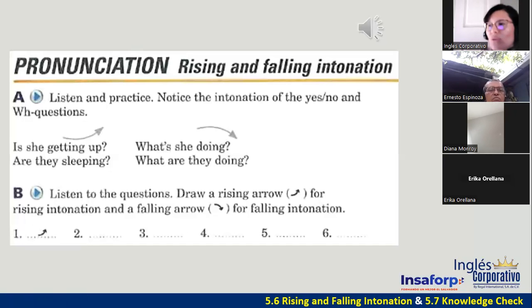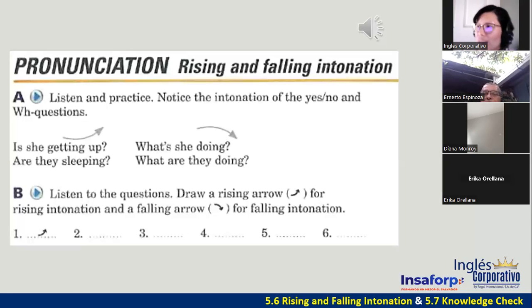Entonces, ¿qué sucede con el pitch? Bueno, if I have a yes, no question, it's going to be rising intonation. Va hacia arriba la entonación. Pero si es una WH question o una information question, it's falling intonation. It falls. Cae la entonación, ¿verdad? Entonces, there we have some examples.